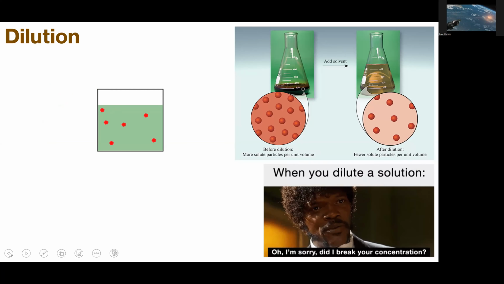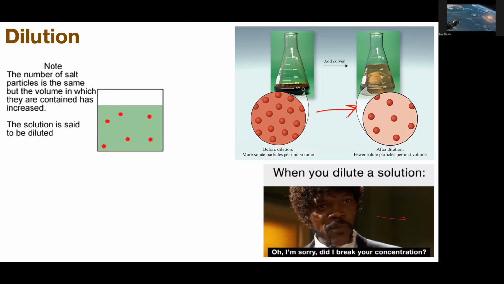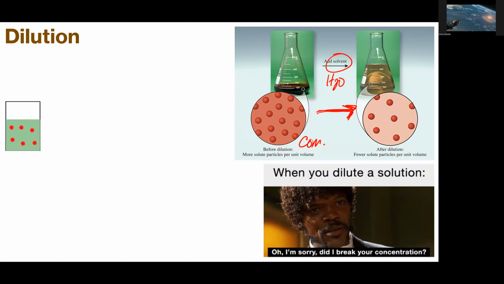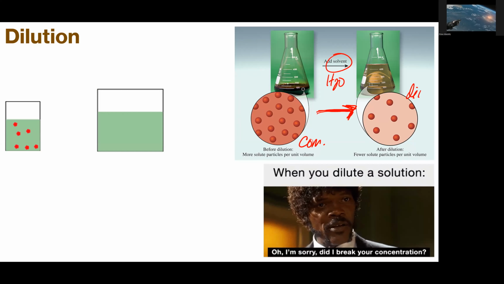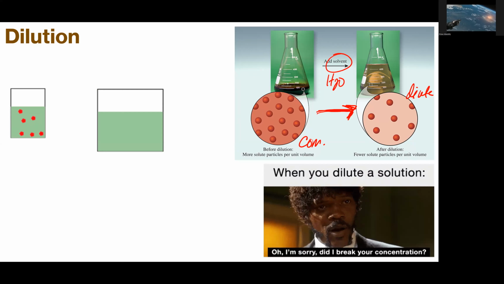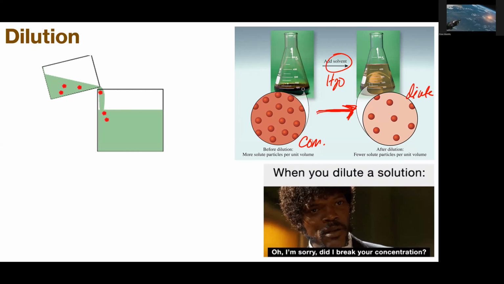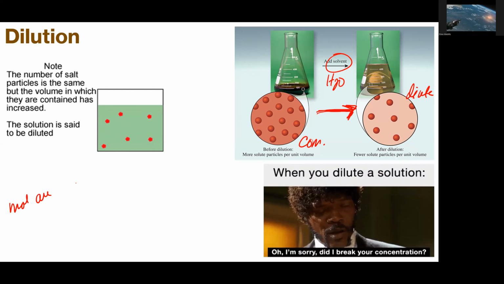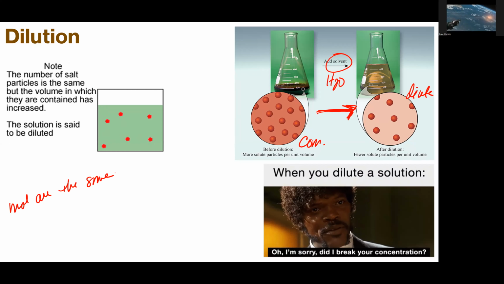If you look at it from this perspective, we have a high concentrated solution. This is a concentrated solution, and we're adding solvent to it here. This is probably water. And we're making a dilute solution. Now, the nice thing about this is that when we do this process, the number of moles is going to be the same, but the volume is increasing.